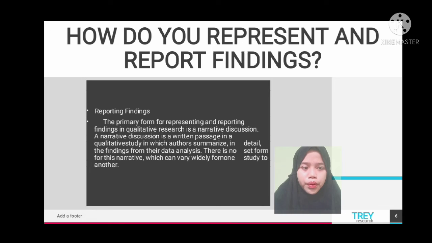Okay, the next, how do you represent and report findings? Reporting findings. The primary form for representing and reporting findings in qualitative research is a narrative discussion. A narrative discussion is a written passage in a qualitative study in which authors summarize in detail the findings from their data analysis. There is no set form for this narrative, which can vary widely from one study to another.